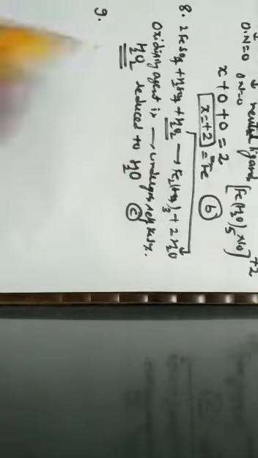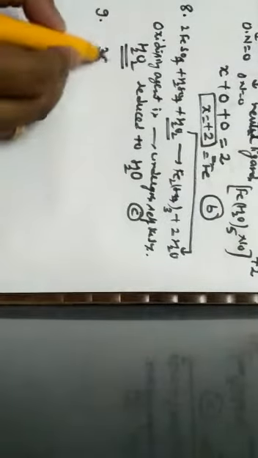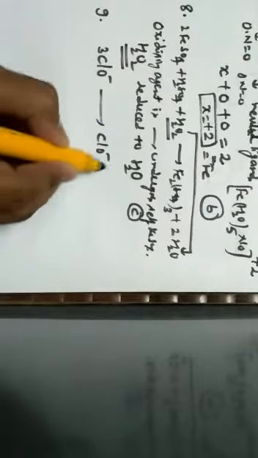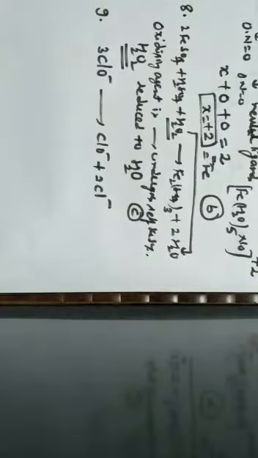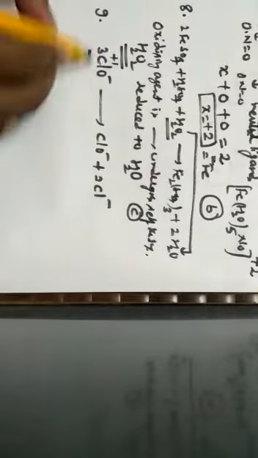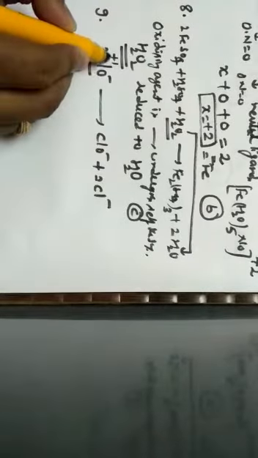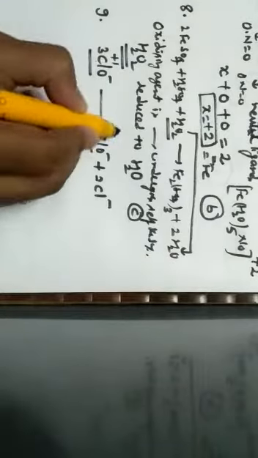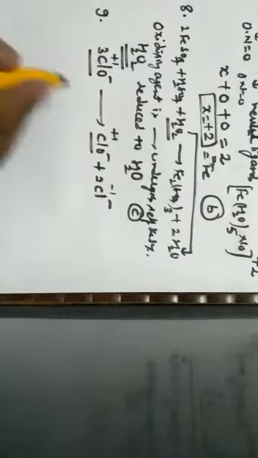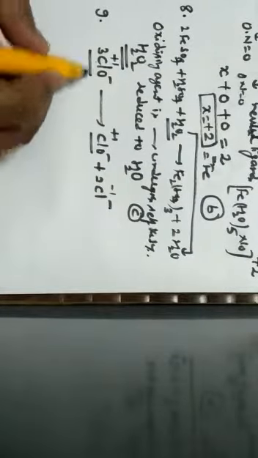Next one, question number 9. They have given an equation, that is 3 times ClO- gives rise to ClO3- plus 2 times Cl-, is an example for oxidation reaction, reduction reaction, disproportionation reaction, and decomposition reaction. So here when we go through the charge, in this particular structure, Cl has an oxidation state of +1. Here also this Cl has an oxidation state of +1. In this case, it has an oxidation state of what? -1.